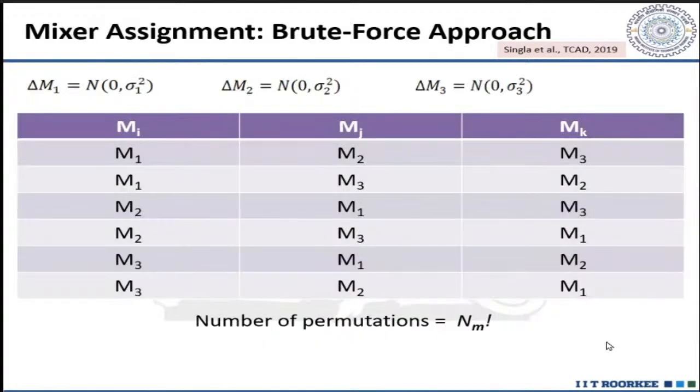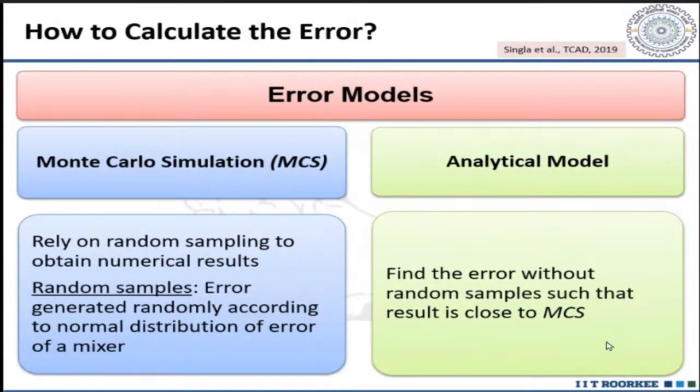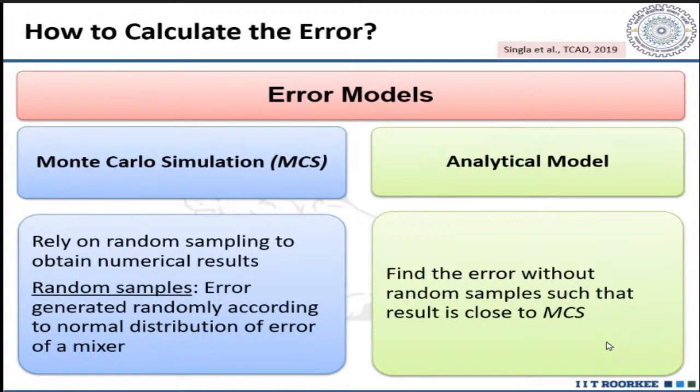I'm skipping some slides, but just giving the similar scenario: we have Monte Carlo simulation where random samples are taken and a large number of simulations are executed to identify the behavior of each and every error in the concentration, given the distribution of the error of the mixer. So that is how they are incorporating the error in the concentration. Then the analytical model is used to find the error without random samples, such that this result is close to the Monte Carlo simulation.